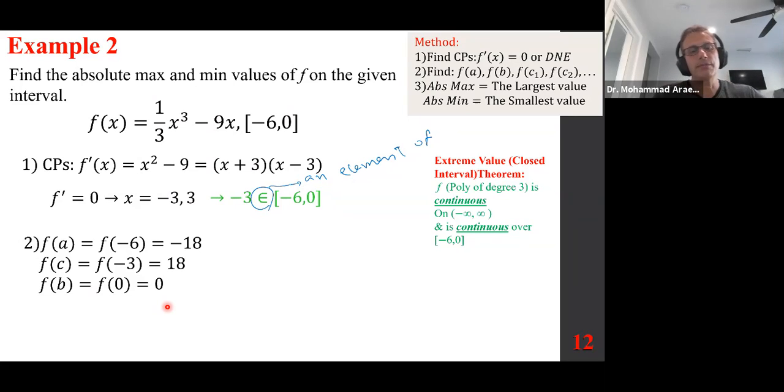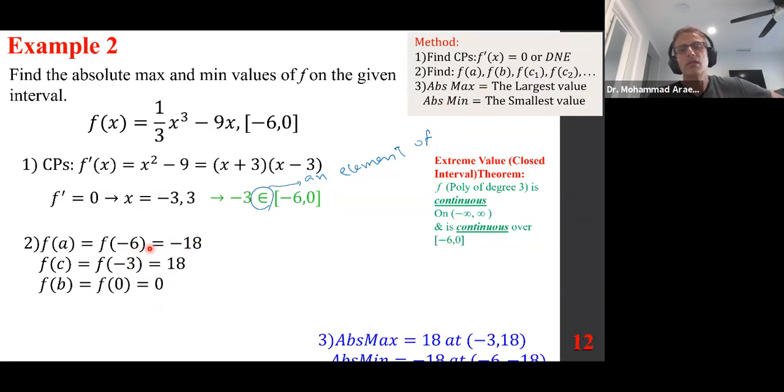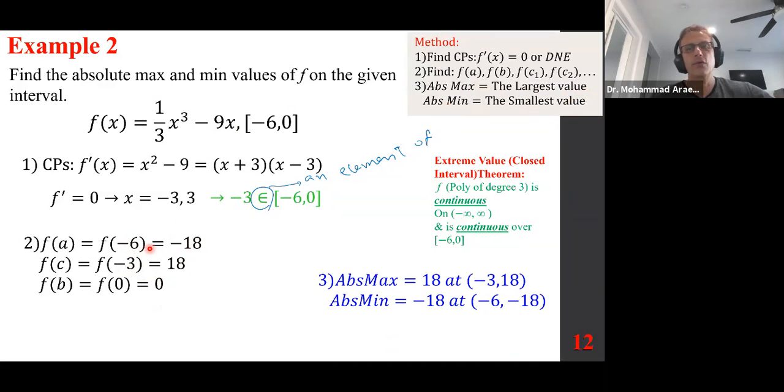Now we want to write absolute max equals the largest value. So absolute max is equal to 18 at x equals -3, or you give the pair (-3, 18). Absolute min is the smallest value, -18 at x equals -6, or at this pair. This is how you do the writing for full credit, everybody.